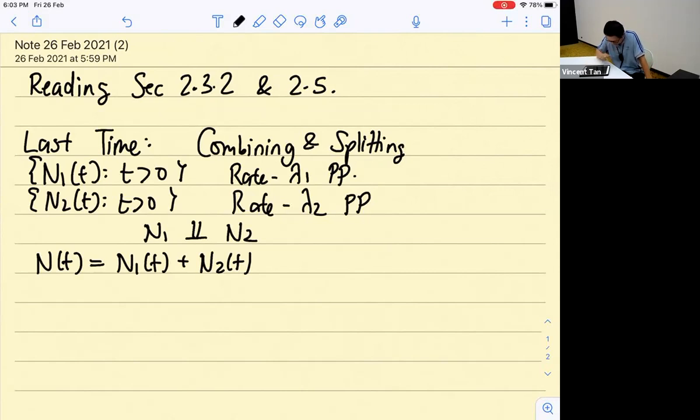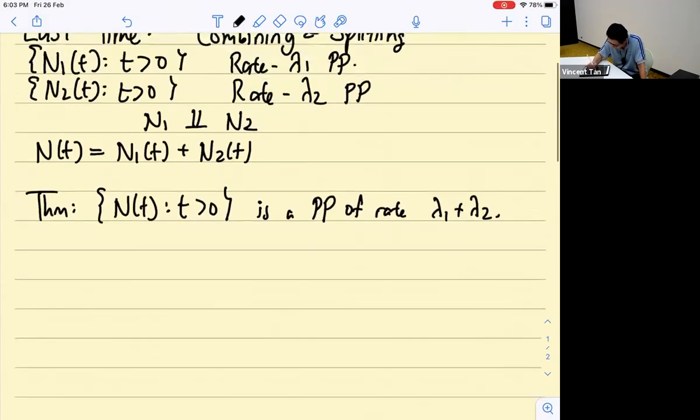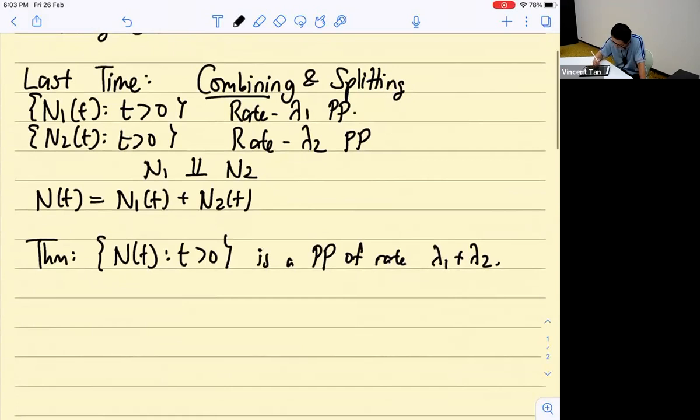So N(t) is equal to N1(t) plus N2(t). We have this relationship, and they are independent. That is the important thing. Then the theorem states that N(t), t greater than or equal to 0, is a Poisson process of rate lambda 1 plus lambda 2. So that's the combining part. All right, so we can also talk about splitting.